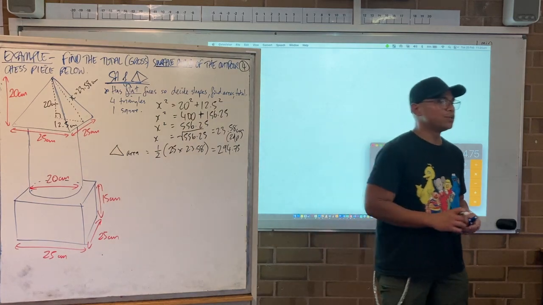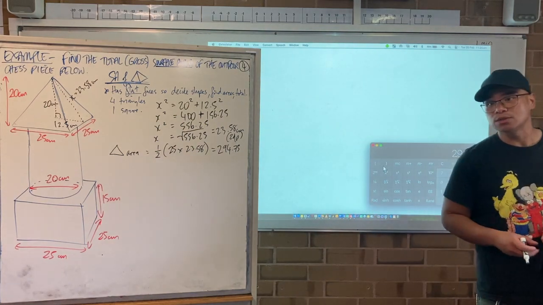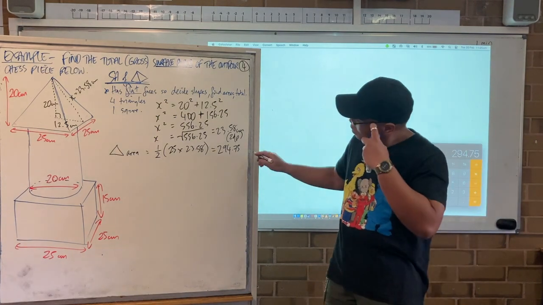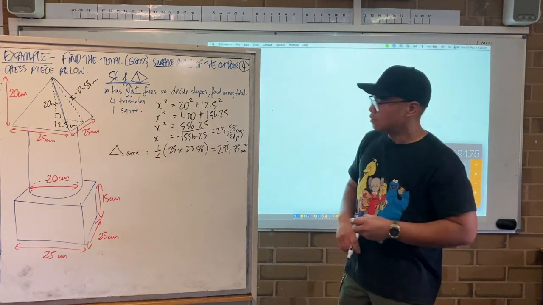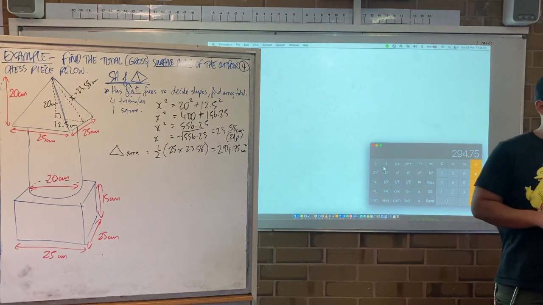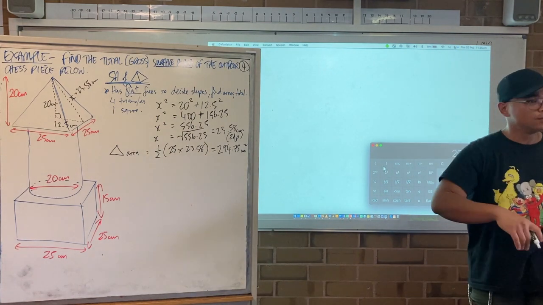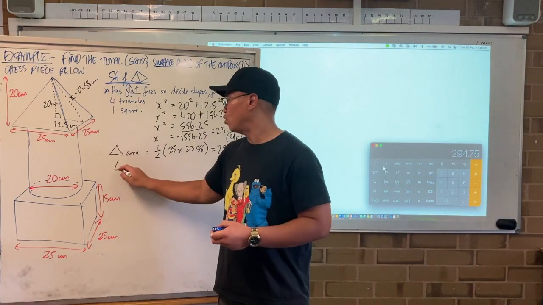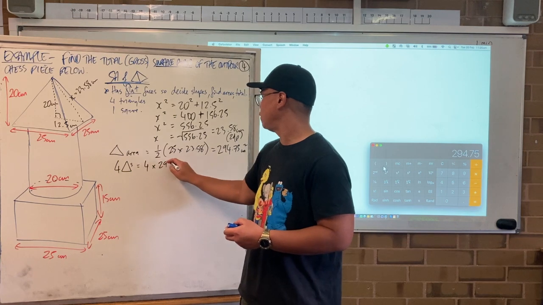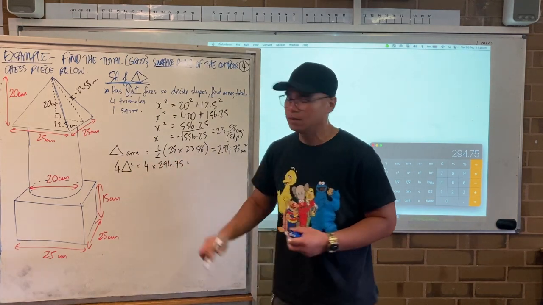Because it's area, what units are we talking about? Are we talking about centimeters or square centimeters? Or cubic centimeters? Which one? That's one of those triangles. How many triangles are there forming the outside of that pyramid? 4. So 4 triangles is going to be 4 times by 294.75.